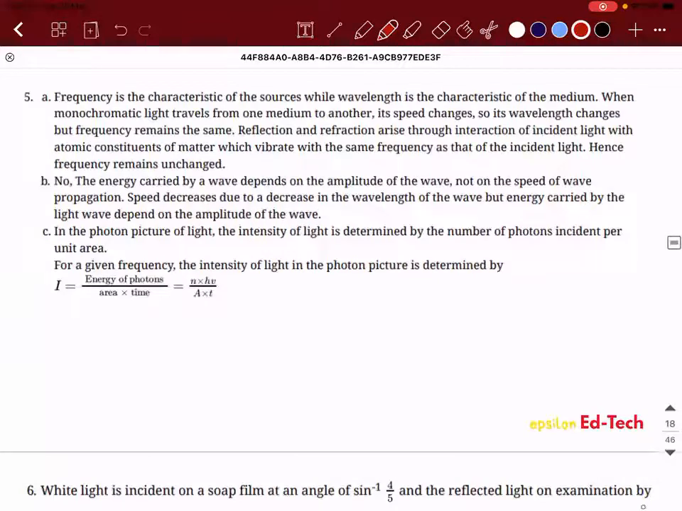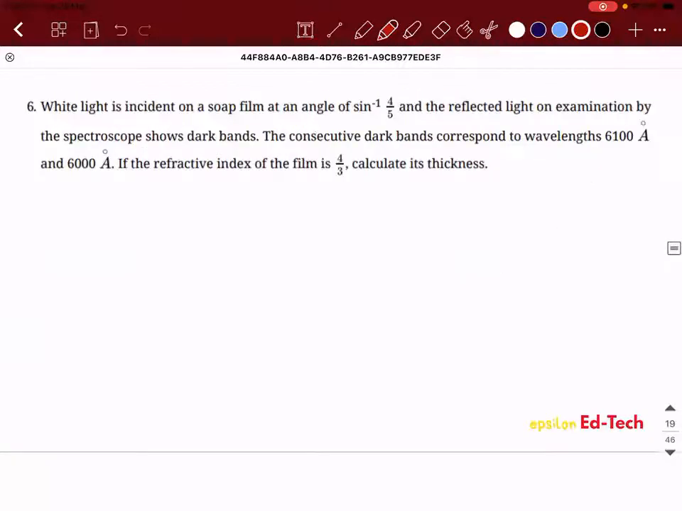Yes, sir. This one. White light is incident on a soap film at an angle of incidence sine inverse of 4/5. And the reflected light on examination by a spectroscope shows dark bands. The consecutive dark bands correspond to the wavelength 6100 angstrom and 6000 angstrom. If the refractive index of the soap film is 4/3, calculate its thickness.